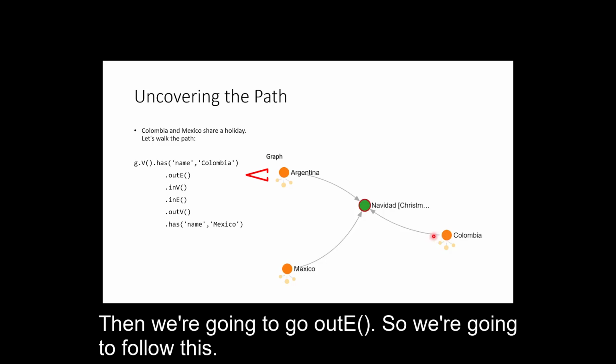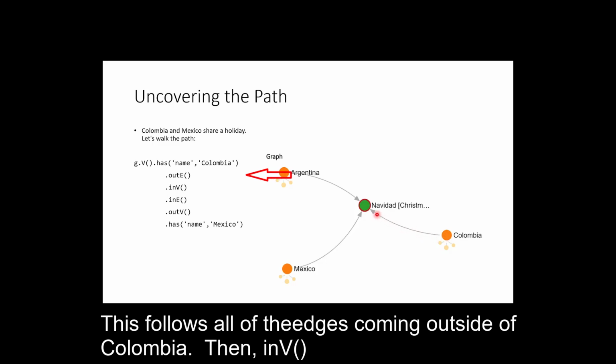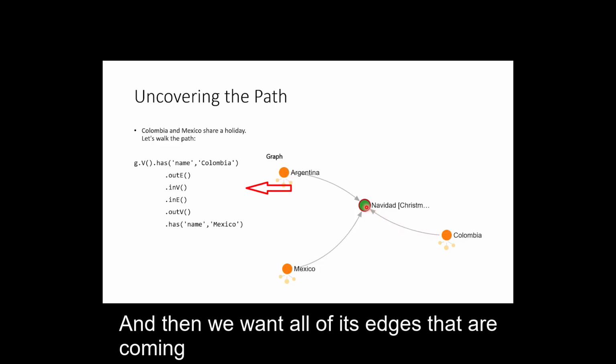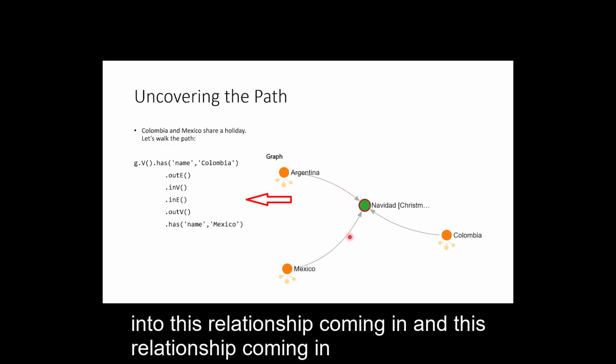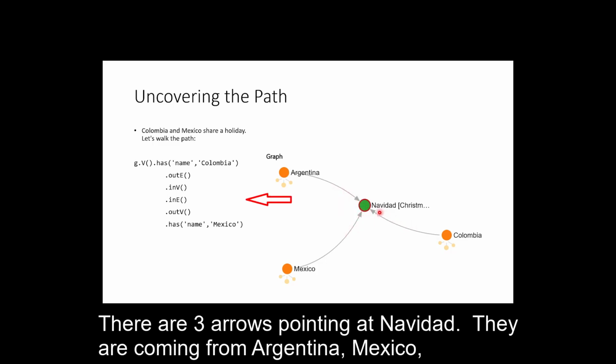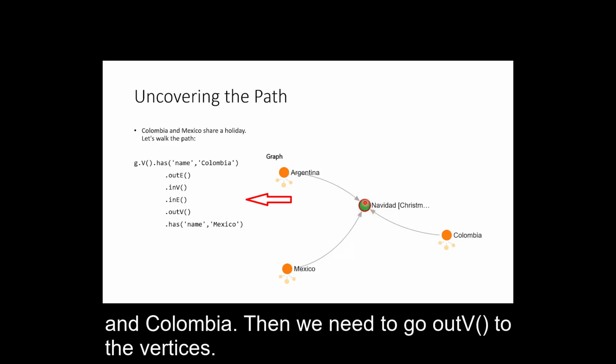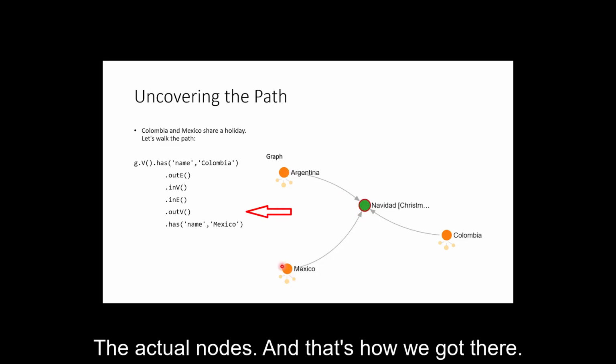We're going to go outE, so we're going to follow this. This follows all the edges coming out of Colombia. Then inV. And then we want all of its edges that are coming in. So this relationship coming in, and this relationship coming in. There are 3 arrows pointed at Navidad. They're coming from Argentina, Mexico, and Colombia. Now we need to go outV to the vertices, the actual nodes. And that's how we got there.